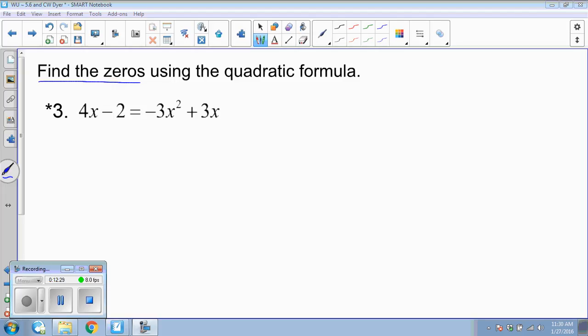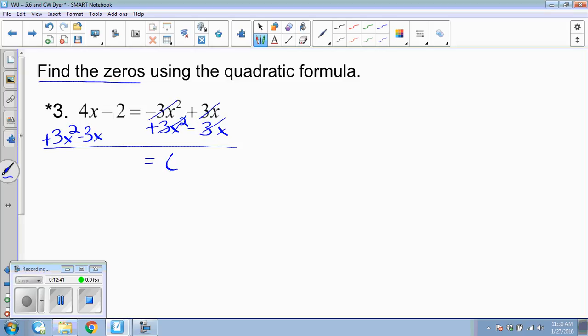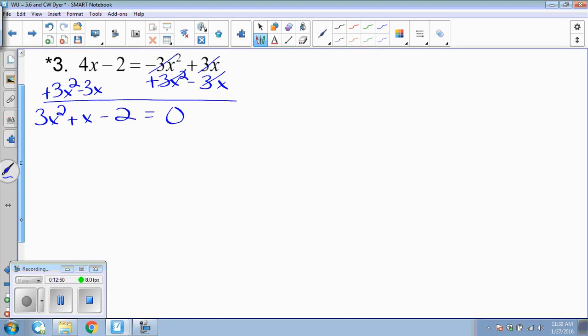Okay, and so we add 3x squared to both sides. We subtract 3x from both sides. Okay, so it equals 0, and then we have 3x squared plus x minus 2. Okay, so A is equal to 3, B is equal to 1, and C is equal to negative 2.